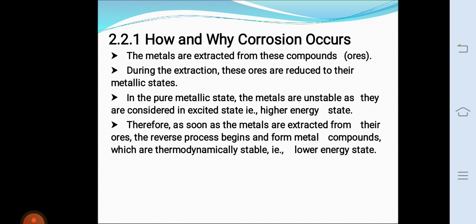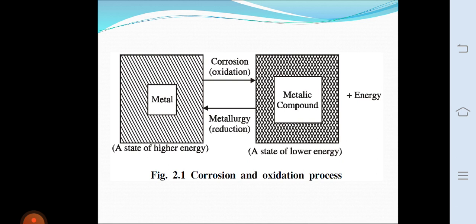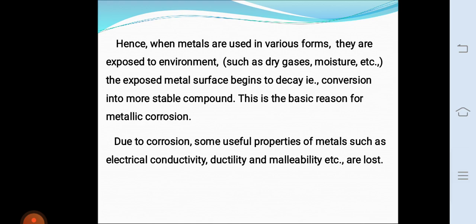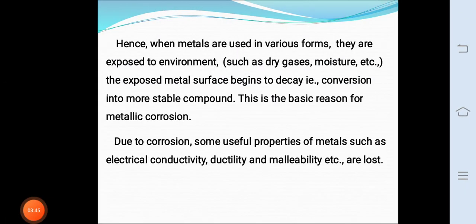The corrosion diagram is shown in the figure. When metal reacts with the environment, a layer of oxide forms on the metal surface. The reaction is known as corrosion. Hence, when the metals are used in various forms, they are exposed to the environment. The exposed metal surface begins to decay, that is, conversion into a more stable compound. This is the basic reason for metallic corrosion. So due to corrosion, some useful properties of metals such as electrical conductivity, ductility and malleability, etc. are lost.